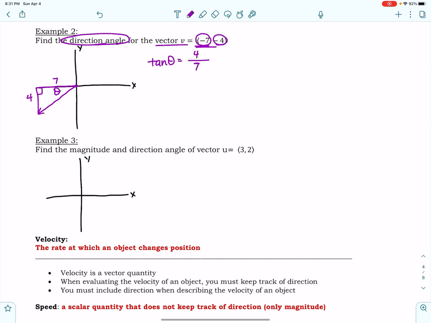adjacent. And then in your calculator or Desmos, you've got tangent inverse of 4/7 because we're looking for an angle. And what you get is approximately 29.7 degrees. I want you to round these to 1 decimal. It will keep you sane. So that is this angle right here.